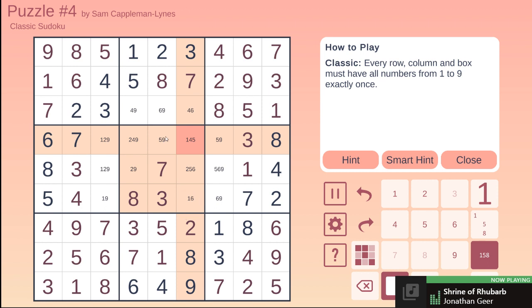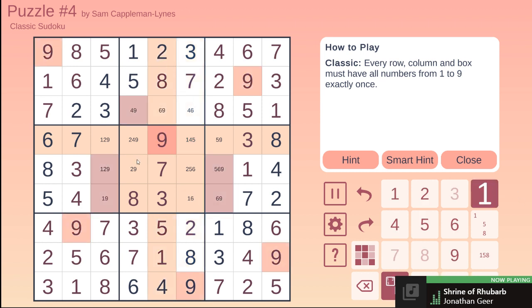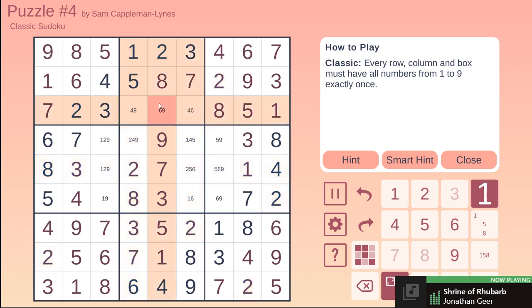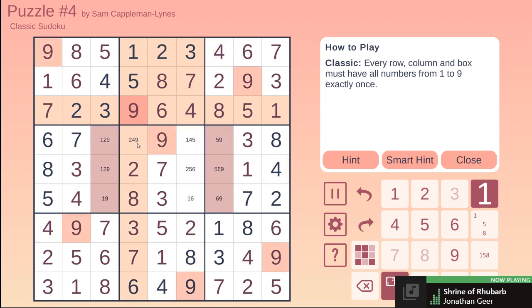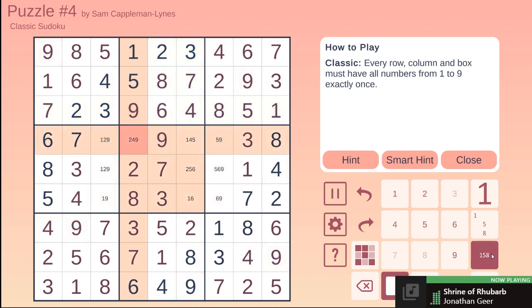That's for sure. This is for sure a 9. This is for sure a 2. This is a 6. This is a 4. This is a 9. This is not a 9. Neither is this. This is not a 4. It's a 1 or a 5. This is not a 2. This is a 5 or a 6. This is not a 1. This is a 2 or a 9. Okay, okay. It's getting more restrictive.